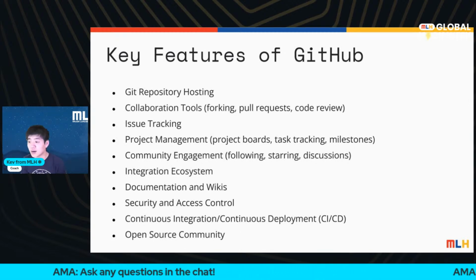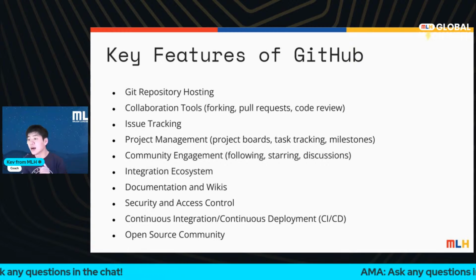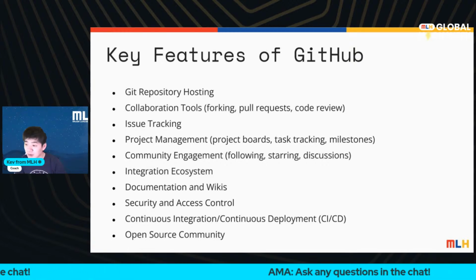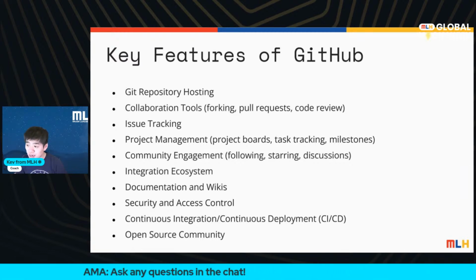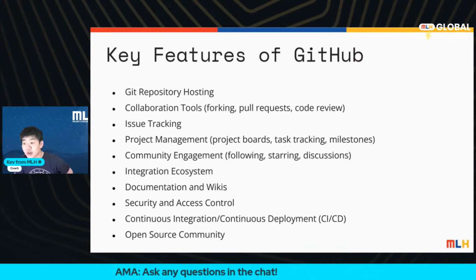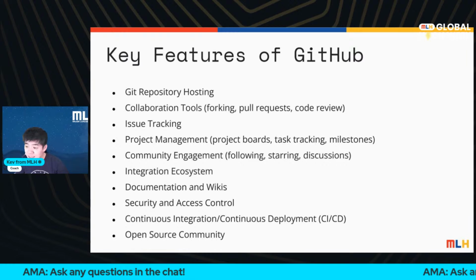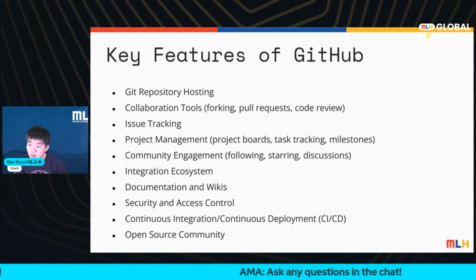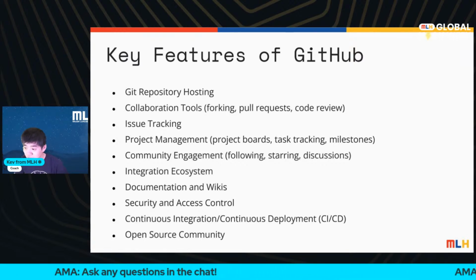So key features of GitHub. Again, we're going over key features. GitHub allows you to do Git repository hosting. It allows you to use collaboration tools. It does issue tracking if you want to ever work on an open source project. It has project management tools. It has community engagement, with forums and discussions. It allows you to integrate its ecosystem with your IDEs, if you're into JetBrains or VS Code, or whatever flavor of IDE you're interested in. It has a security and access control system. It allows you to write documentation and wikis for your code.